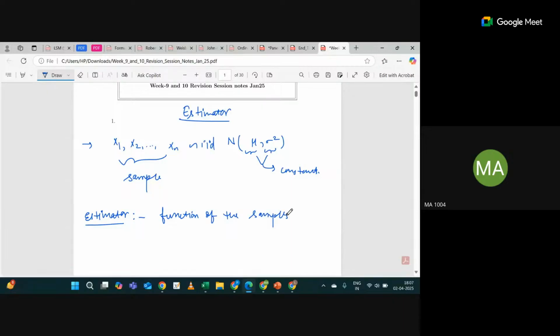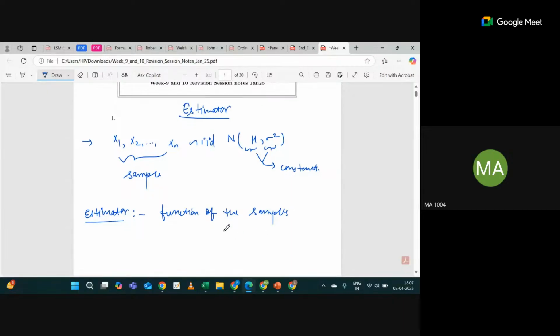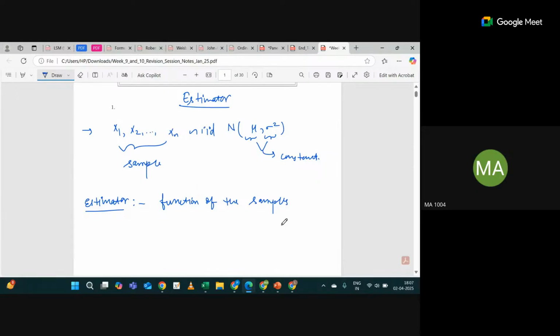Okay, so what is the function of sample? Suppose, let's say, function can be anything. So if x1, x2, xn are your IID samples from a normal distribution, this is one particular distribution. It can be anything; it should not always be normal. So function of sample means, let's say I'm saying x bar.